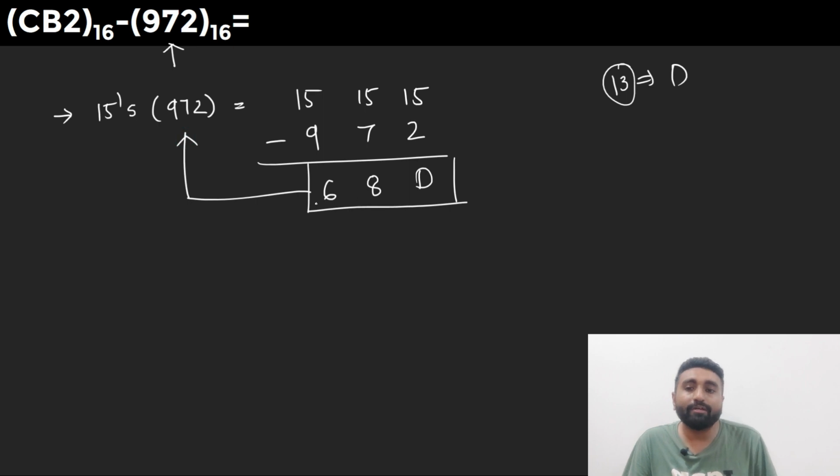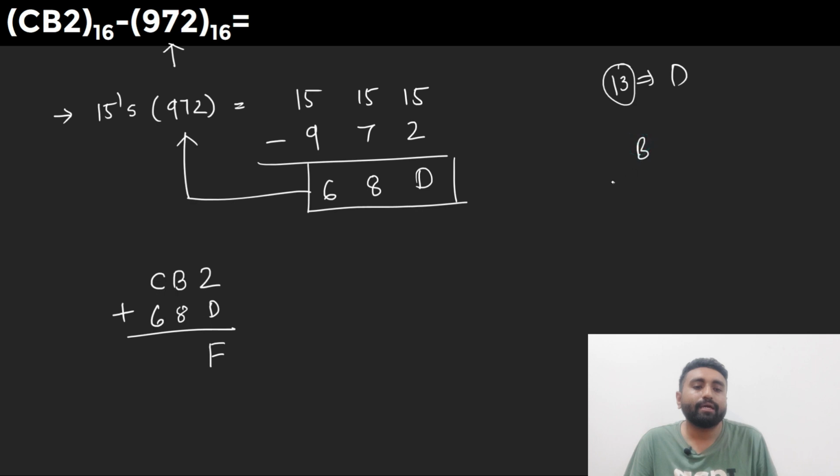Now this 15's complement will be added to the first number, that is CB2. So we are going to add this number 6, 8, D. So D plus 2. D is 13, plus 2 is going to be 15, and 15 is going to be F. Now B plus 8. What is B plus 8? B is going to be 11, and 11 plus 8 is going to be how much? It is going to be 19.